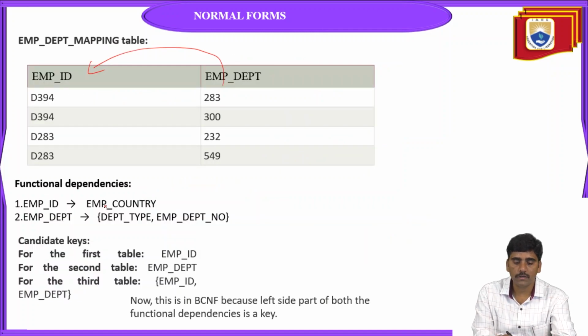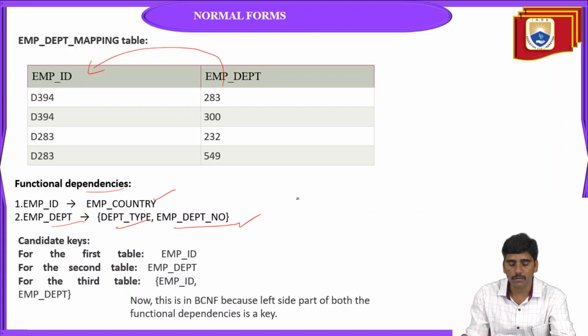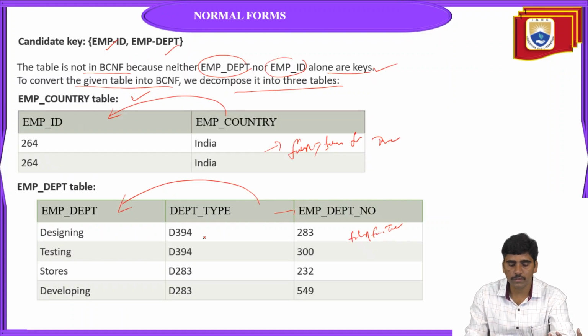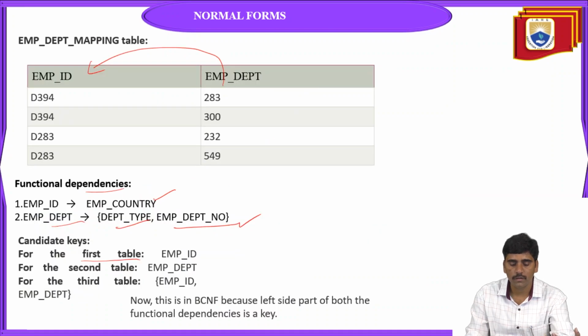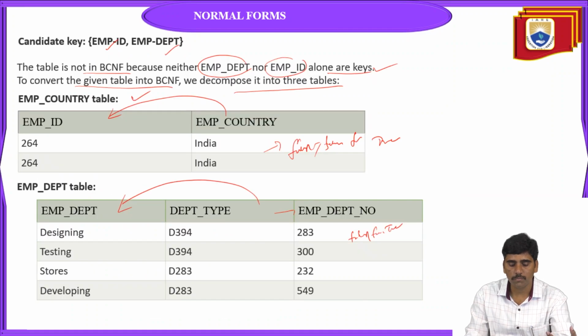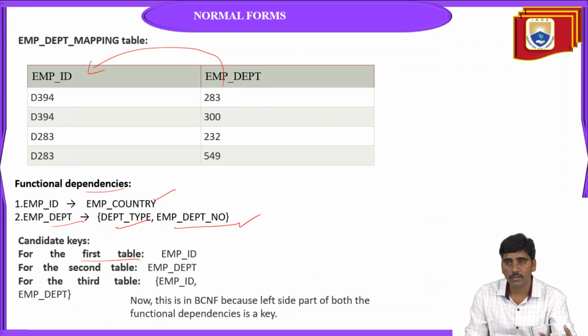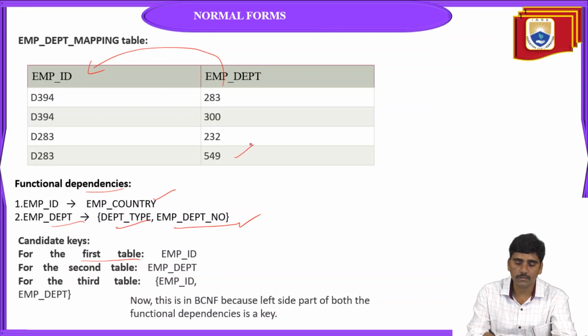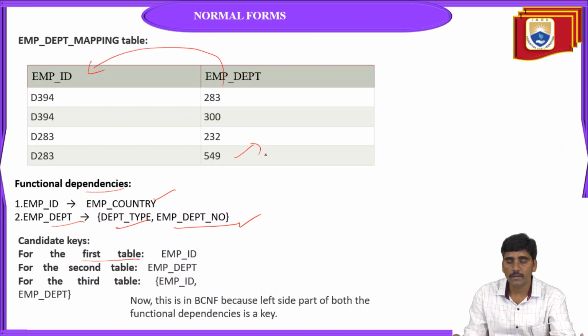So here the functional dependencies of what? This table is employee ID, employee country, and here employee department, department type, employee department number. So candidate keys for the first table: here the first table candidate key is what? Employee ID, and for the second table is what? Employee department, and for the third table is what? Employee ID, employee department. These are the candidate keys.